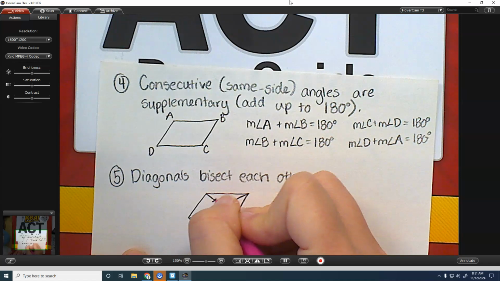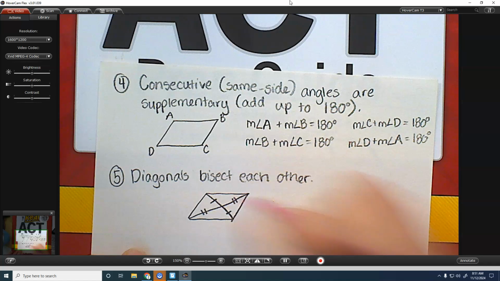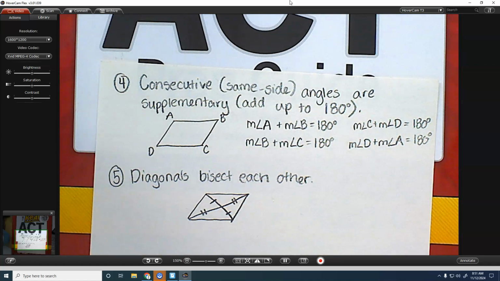They're going to cut each other in half. So this piece would be equal to this piece, and this piece would be equal to this piece. The diagonals are not equal to each other, but they cut the pieces in half. Unless it's a rectangle, in which case they would be.